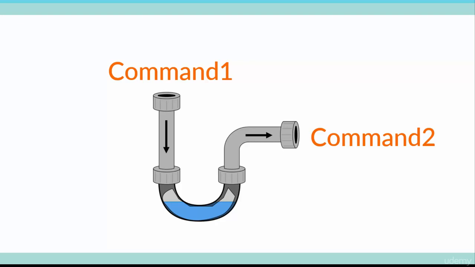So in the last few videos, you've learned that you can use redirection to change the location of where you send command output and where you get command input. But what if you wanted to connect the standard output of one command so that it flowed into the standard input of another command? Well, that's where piping comes in, and it's ridiculously powerful.